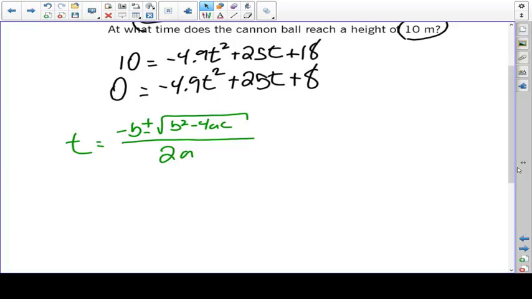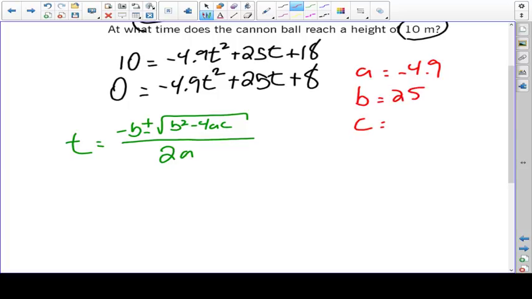And again, it's a good idea just to write down what A, B, and C are, so it's easier to figure out. So A, B, C. What's A? Very good. What's B? Yep. And C? 8. So there we go. So we just throw those in for A, B, and C and figure out what t equals using that.